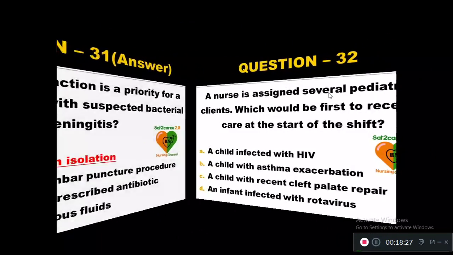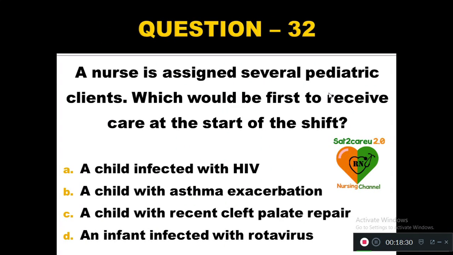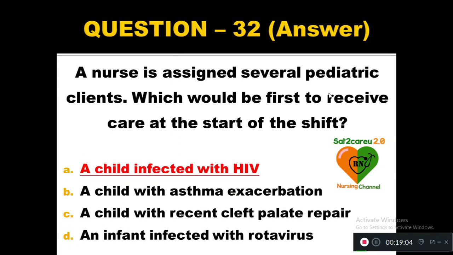Question number 32. A nurse is assigned several pediatric clients. Which would be first to receive care at the start of the shift? Option A, a child infected with human immunodeficiency virus. Option B, a child with asthma exacerbation. Option C, a child with recent cleft palate repair. And D, an infant infected with rotavirus. So here the correct answer will be a child infected with HIV should get priority nursing care.